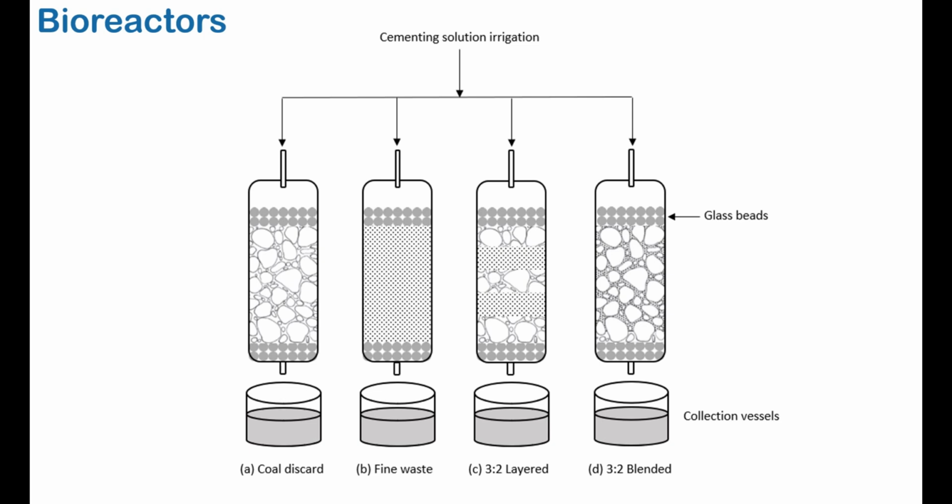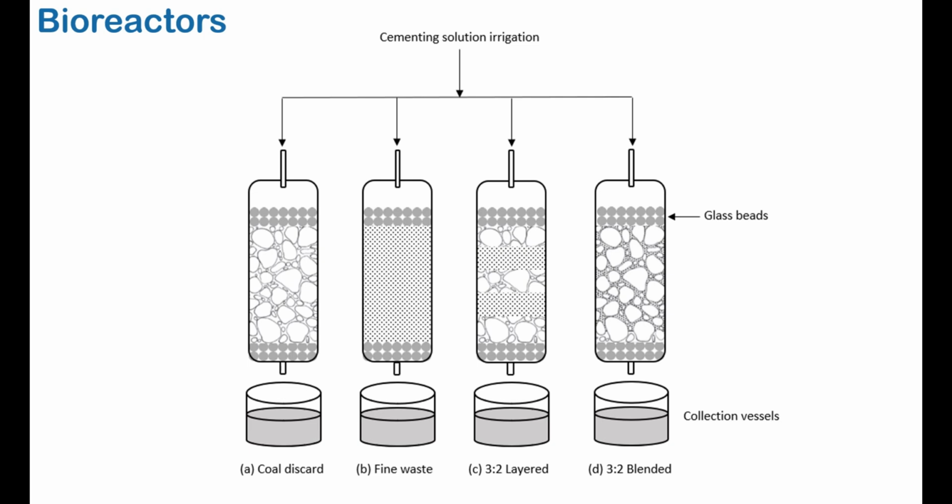All bioreactors were irrigated with a cementing solution containing urea and calcium chloride. Additionally, two types of inoculation methods were used. Inoculation via irrigation, where the Sporosarcina pasteurii was irrigated through the columns, or inoculation via agglomeration, where the coal discards and fine coal tailings were agglomerated with the inoculum prior to packing into the bioreactors. Of course, the study also included a control where the bioreactors were not inoculated.